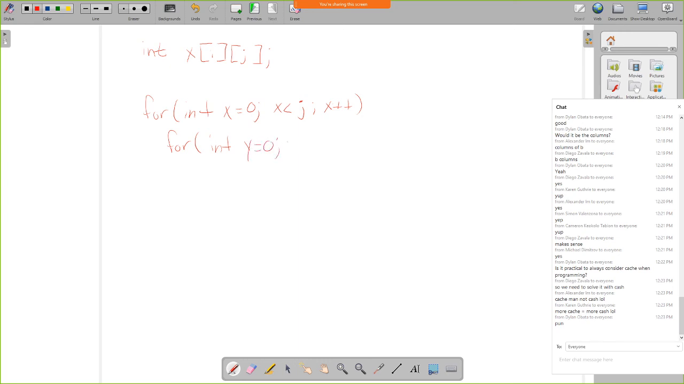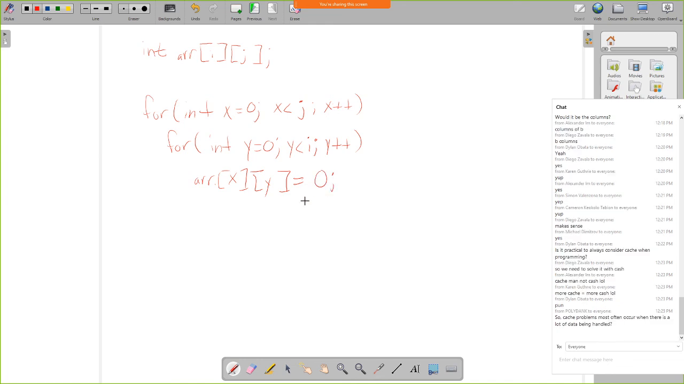Y equals 0, Y less than I, Y plus plus, X sub. Oh, this was really bad naming on my part. Let's just go back up here and name this array R, X sub Y equals 0. Should say I have code that initializes that to 0. The compiler will fix this for you, but the compiler won't fix caching issues generally.